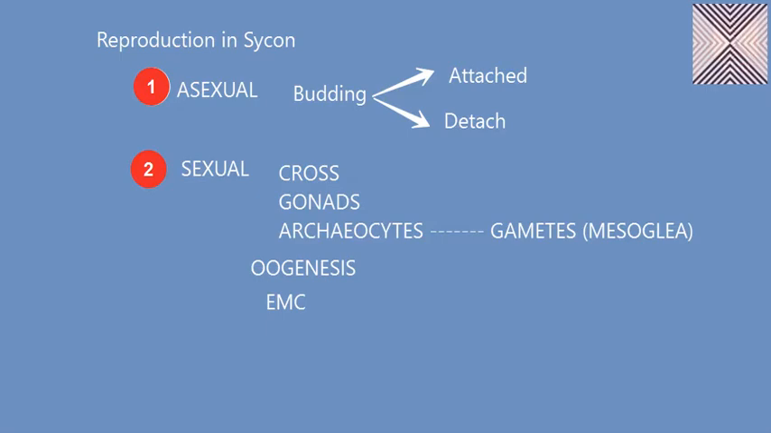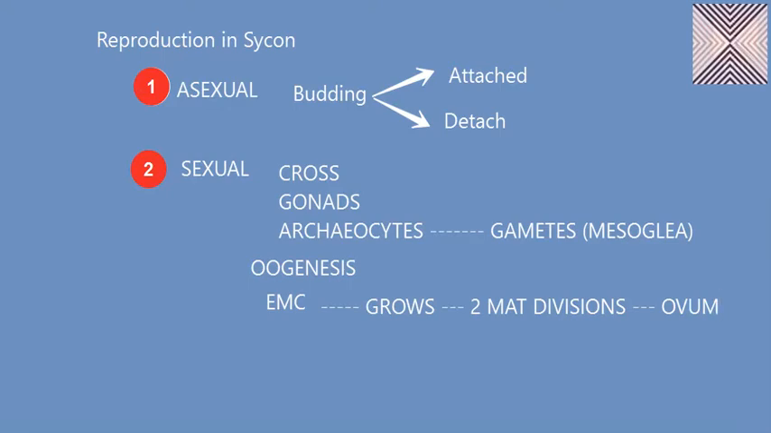So what the EMC, or the egg mother cell, is doing is that first of all it grows in size, and it shows 2 maturation divisions. So it is undergoing 2 maturation divisions. After these maturation divisions, we have the final ovum. So this is the process of the formation of the ovum.